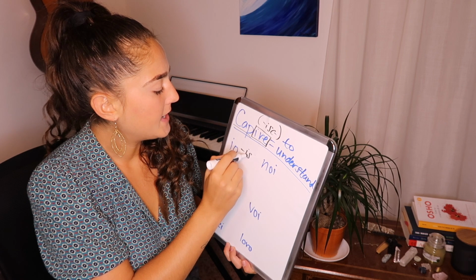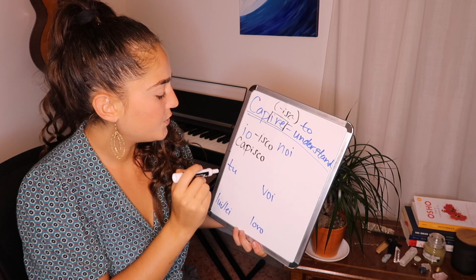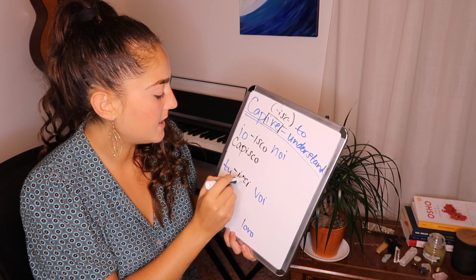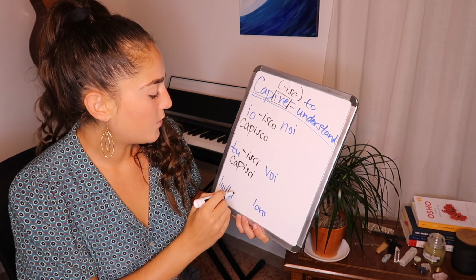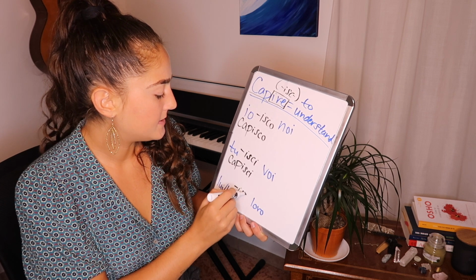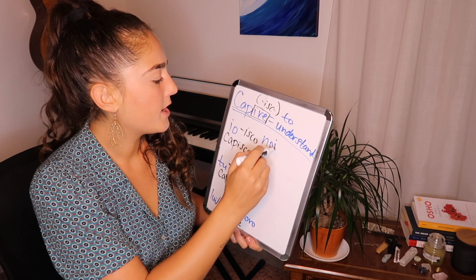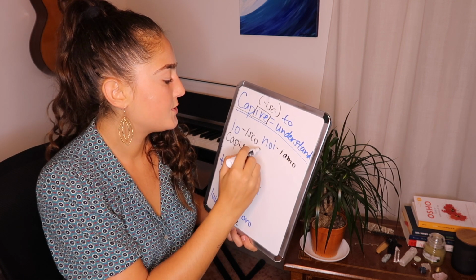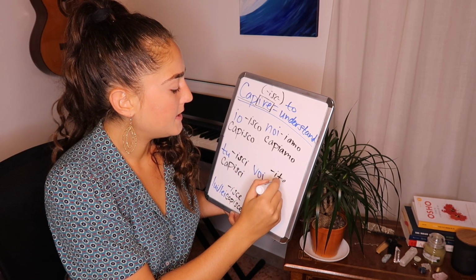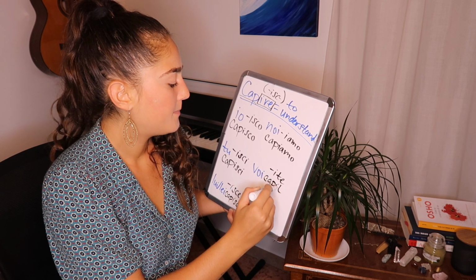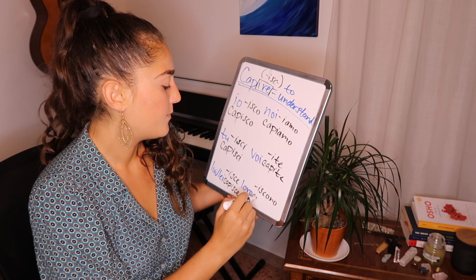Io, you add an ISCO, so it becomes capisco. Tu, you add an ISCI, so it becomes capisci. Lui or lei, you add an ISCE, so it becomes capisce. Noi, you add an IAMO, so it becomes capiamo. Voi, you add an ITE, so it becomes capite. And loro, you add an ISCONO, so it becomes capiscono.